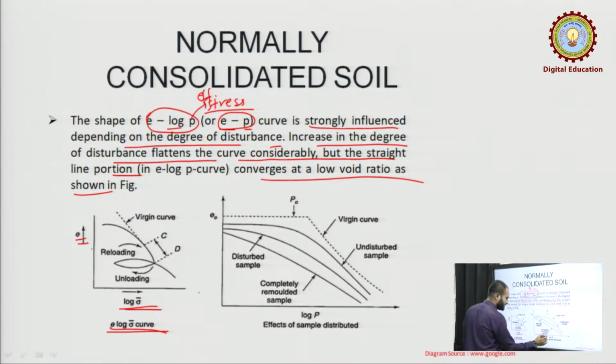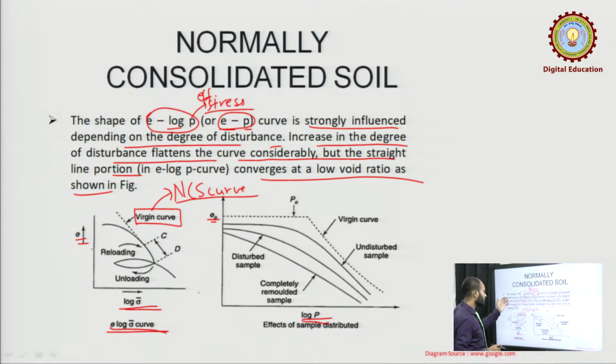And this is log p. Here you can see this is the virgin curve. What is the virgin curve? The virgin curve is actually the normally consolidated soil curve. Why is it called the virgin curve? Because it is the first time it is applied to that much stress. So, it is called the virgin curve, and this is the straight part.